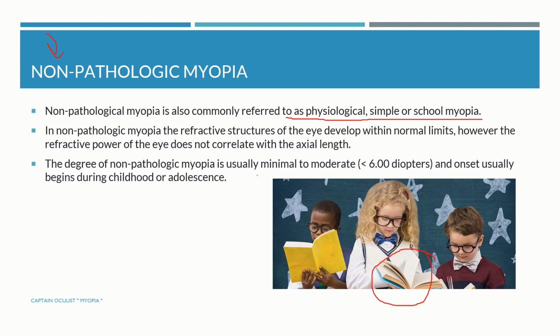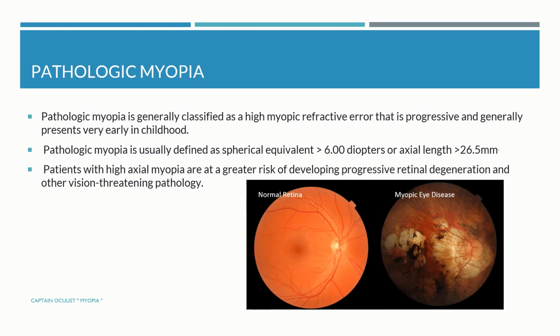And in non-pathological myopia, the structure of the eye develops within normal limits. However, the effective power of the eye does not correlate with the axial length, but the degree of non-pathological myopia is always minimal to moderate. And those people who come into the category of non-pathological myopia have myopic power of less than -6 diopters. This always begins in childhood or adolescence.